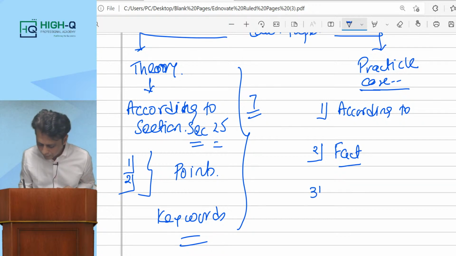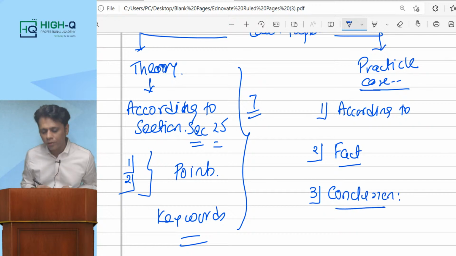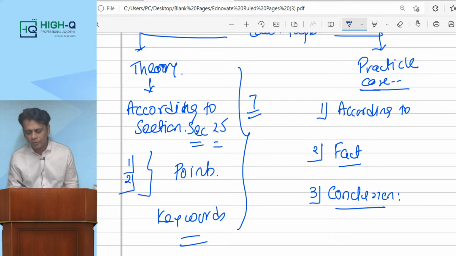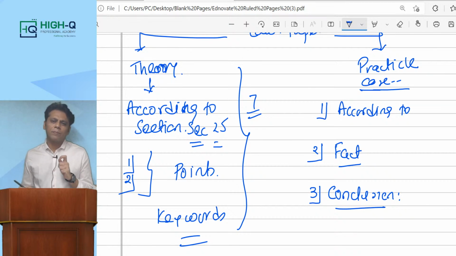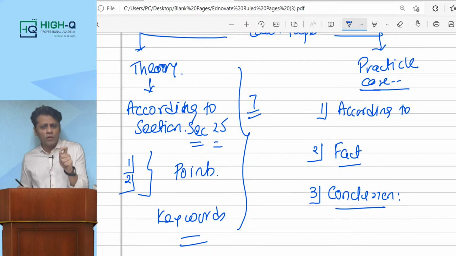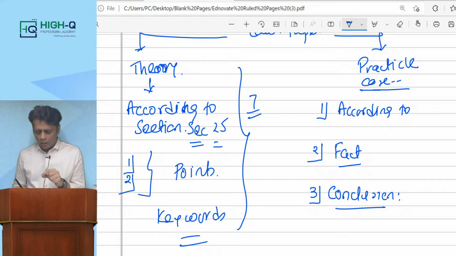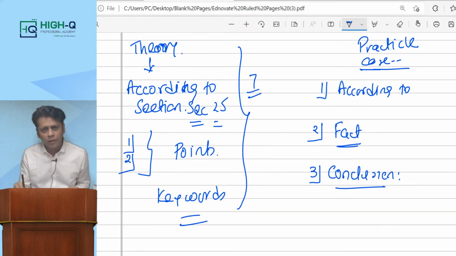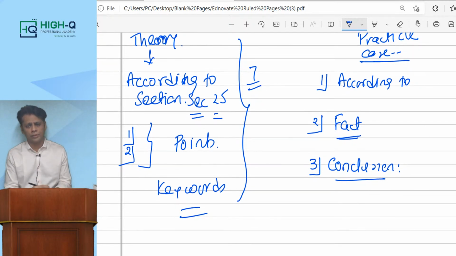And third, you write down the conclusion. So 3 steps to approach the practical case. First, it is as good as theory. You have to write the correct provision which connects with the case study. Second, you have to connect this provision with the facts given in the question. And finally, on the basis of that, you have to write down the conclusion.